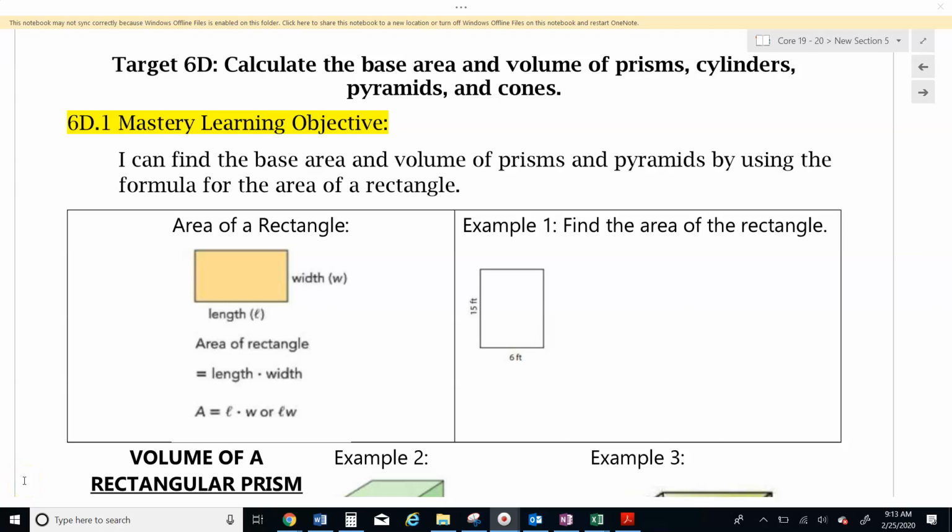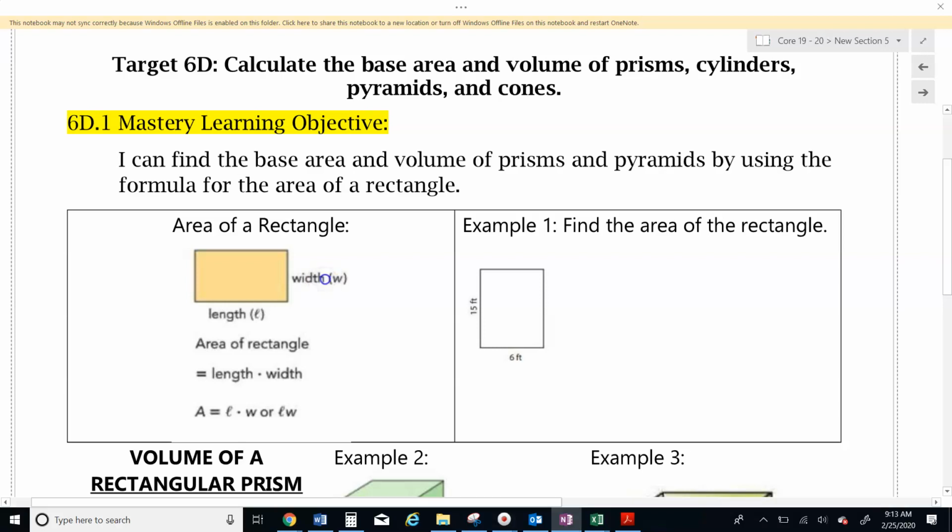the base area and volume of prisms, cylinders, pyramids, and cones. So we have 4 shapes. So for this first one, I can find the base area and volume of prisms and pyramids by using the formula for the area of a rectangle. So maybe we already know the area of a rectangle, hopefully.